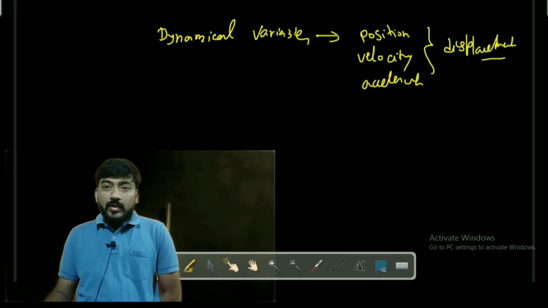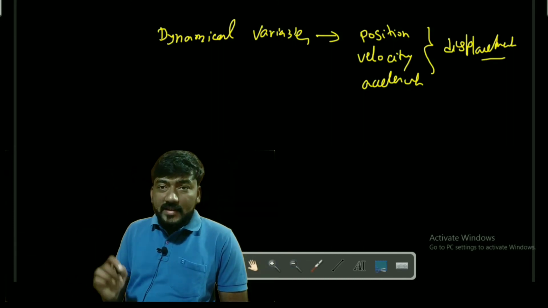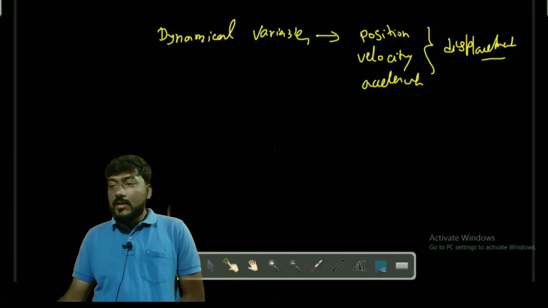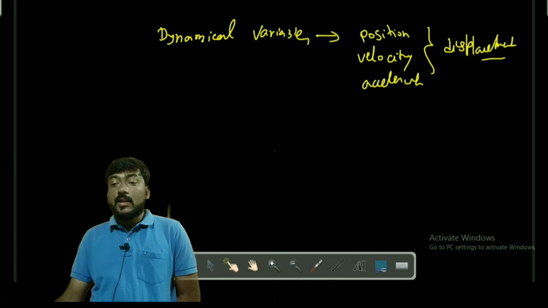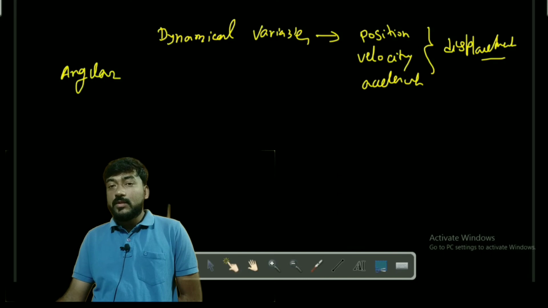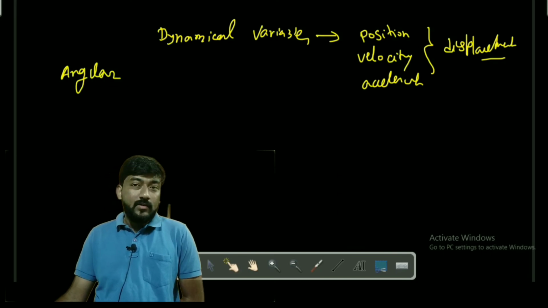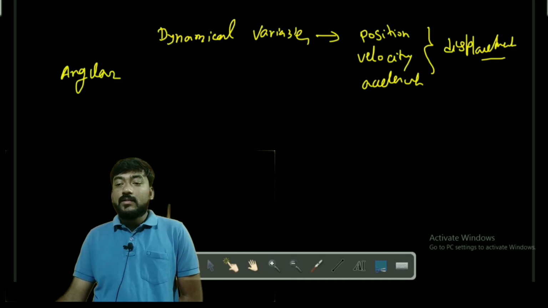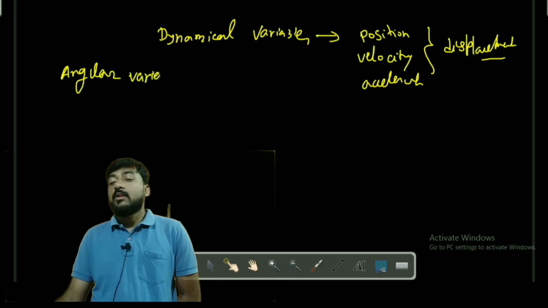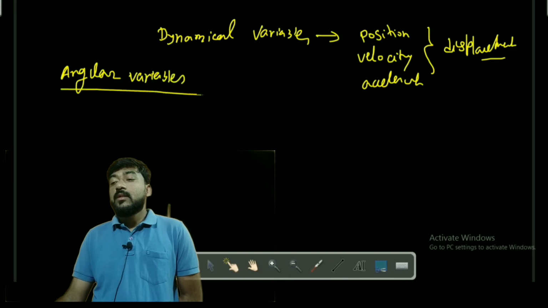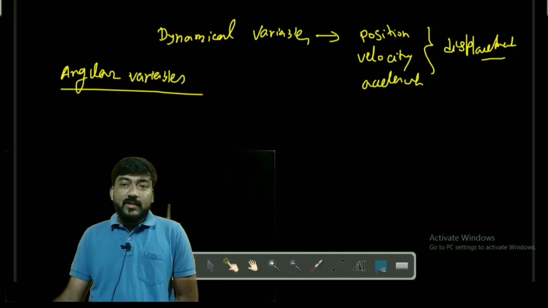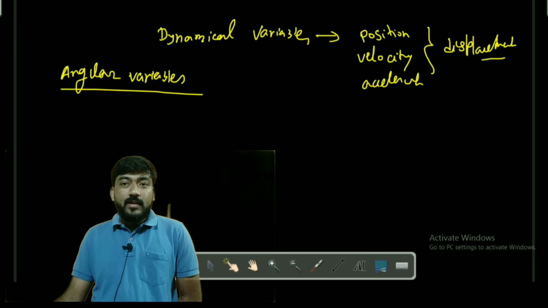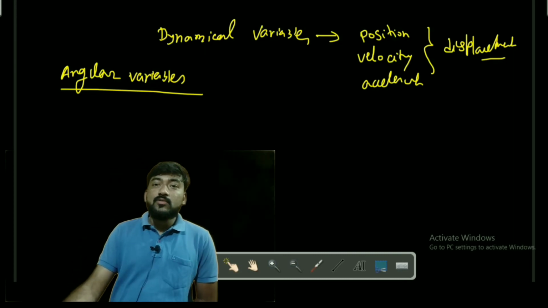But here we will try to find out angular variables. We call these angular variables because they involve an angle, since the particle is rotating. When the particle rotates along a circle, obviously there will be angular variables. And instead of displacement, velocity, acceleration, we will discuss angular displacement, angular velocity, angular acceleration, etc. So this is the introduction class of circular motion.